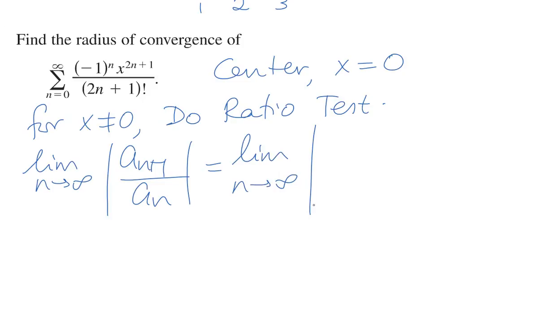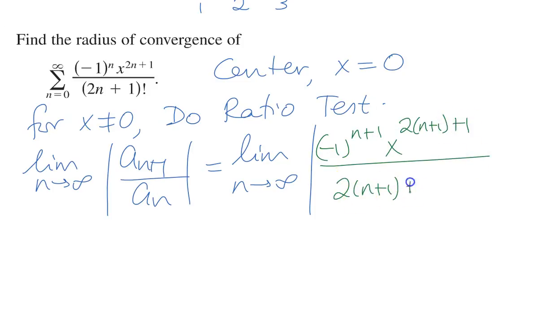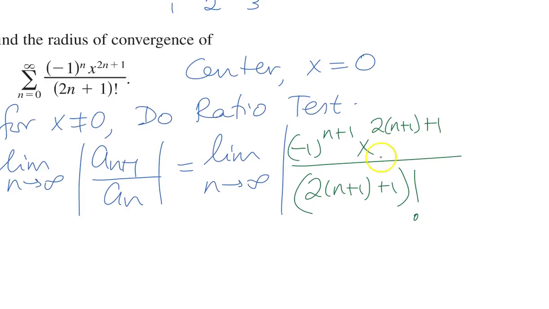Hey guys, go ahead and replace n by n plus 1 carefully. So it's going to be negative 1 to the power n plus 1, x to the power 2 times n plus 1, then add 1, so 2 times n plus 1 plus 1, factorial. That is your a_n plus 1. Now divide by a_n. Flip this, so you get 2n plus 1 factorial over negative 1 to the n, x to the 2n plus 1.